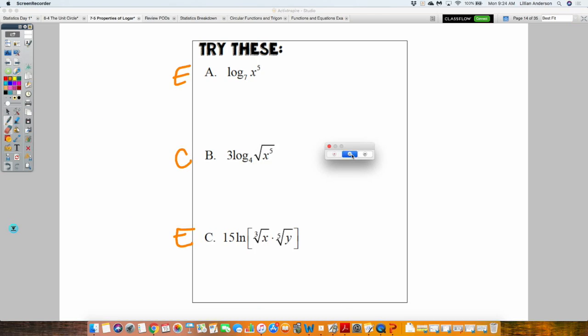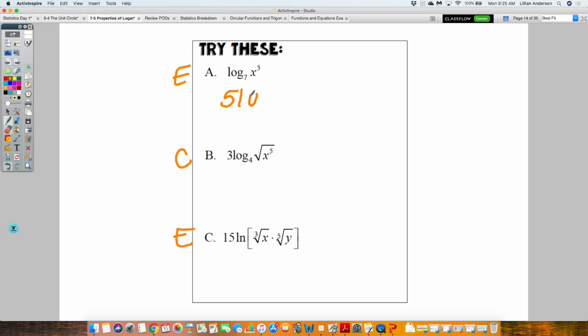Okay, so y'all said that A was easy. You're expanding A. So this just became 5 log x. Okay, yes, that was the easier one. Now with b, there's actually a little bit more you need to do to condense this, okay?